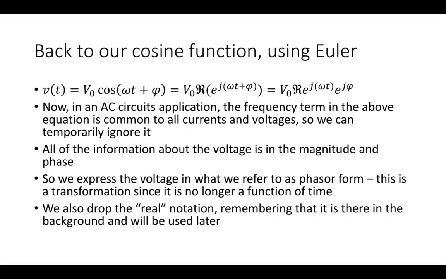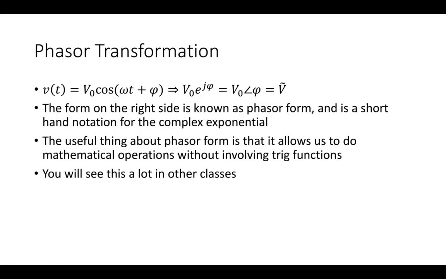By doing that, we express the voltage in what we refer to as phasor form. We call this a transformation, a phasor transformation. The other thing that we do is temporarily drop this real notation, knowing that it's there in the background, but it actually takes up quite a lot of space. So we're just going to work with only the e to the j phi part, and then we'll add the act of taking the real part back when we get ready to do the reverse of the phasor transformation.